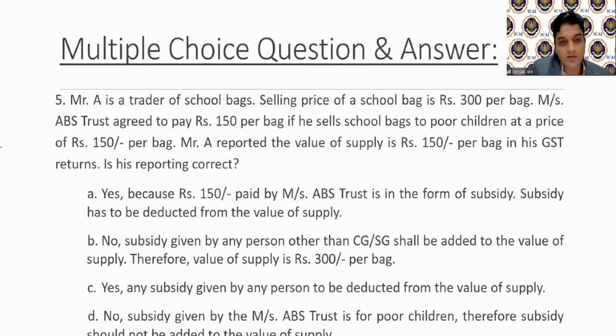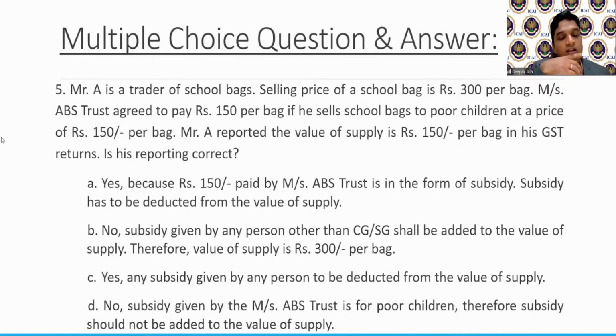Okay. So definitely the correct answer. Everybody has given it, so you know it. This value is to be included because of the subsidy. Is it B or D? Subsidy given by any person other than the central government or state government should be added to the value of supply. Therefore, value of supply is 300.